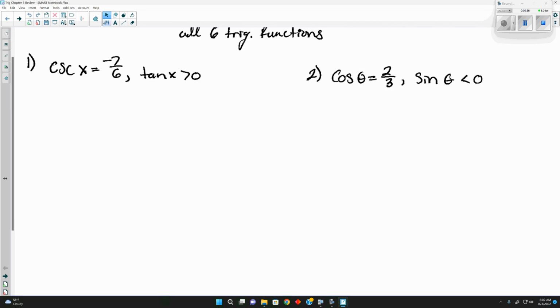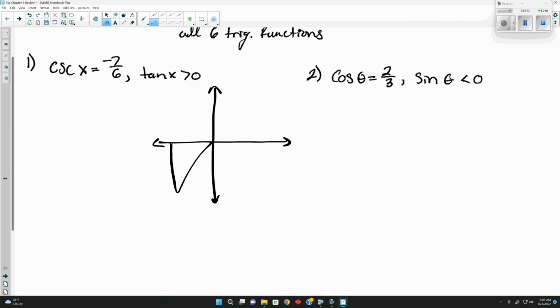Cosecant of x is negative 7 sixths. With any of these on 1, 2, and 3, I would just set up my triangle on the coordinate plane. Cosecant is the same as 1 over sine, so whatever sine's sign is, cosecant has the same sign. Here cosecant's negative, which means sine is negative, and we also have that tangent is positive. So the quadrant we need is going to be the third.